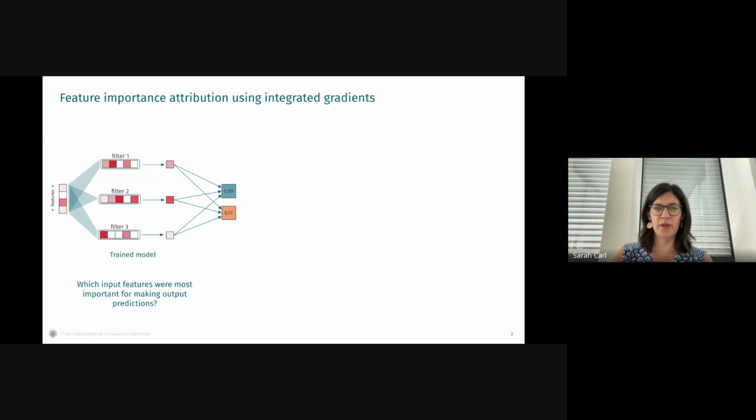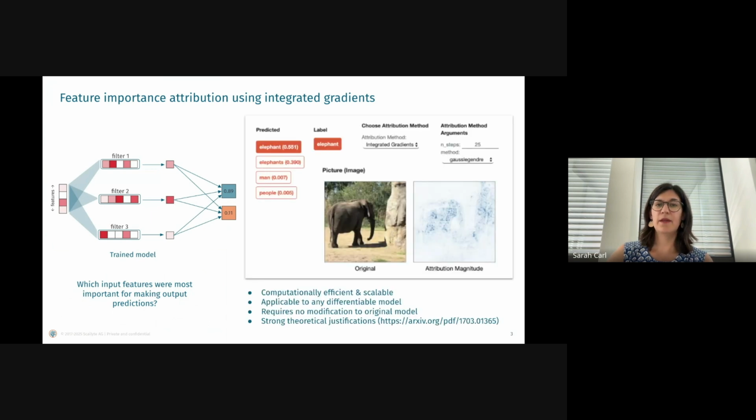We also believe that it's really important to be able to know which features our models used to make predictions, because this turns them from a black box into something that we can understand and builds trust among biologists and clinicians. There are a number of methods for so-called feature attribution available, and we've chosen to implement one called integrated gradients. The advantages of this method are that it's very computationally efficient and therefore scalable compared to other methods. It can be applied to any differentiable model without needing to modify the model, and it has some strong theoretical underpinnings, which you can read about in the original paper linked here if you're interested.